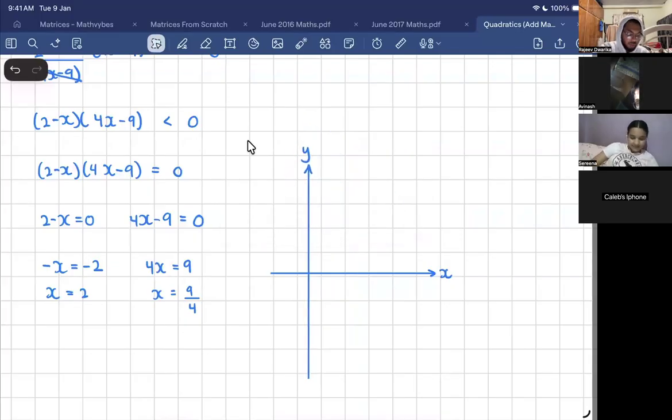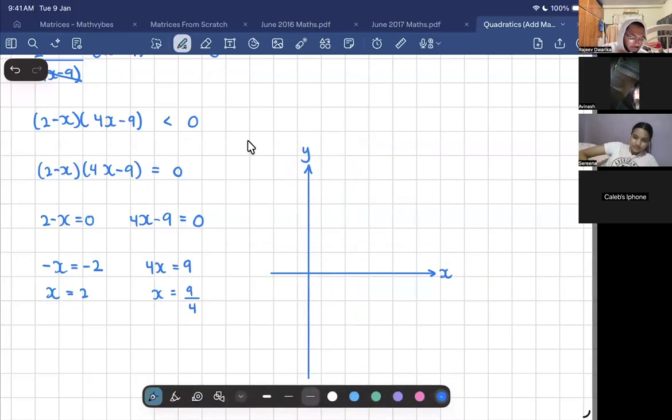All right. So guys, both of my roots are located where? Positive or negative? Positive. Positive, right. So which one is bigger? 2 or 9 over 4?